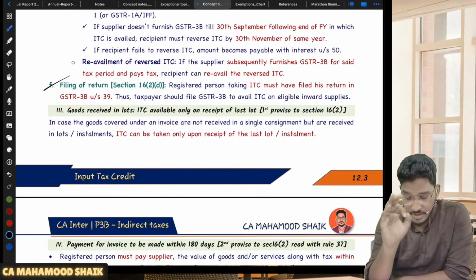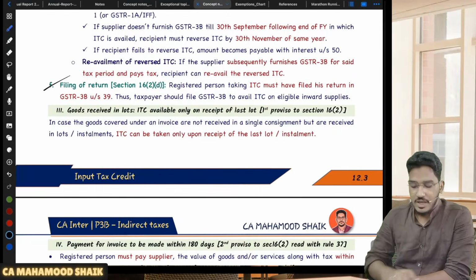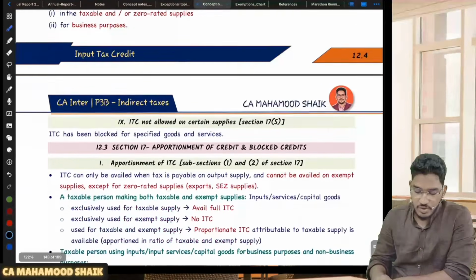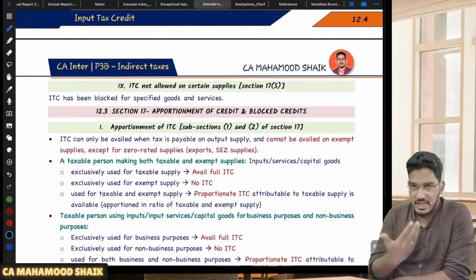You will be required, under Section 39, to file GSTR 3B in order to avail the input tax credit. But my main objective is not this. This is not the main thing which I wanted to explain. The main thing which I wanted to explain is blocked credit. But since these things are also important, I am making you recollect them.